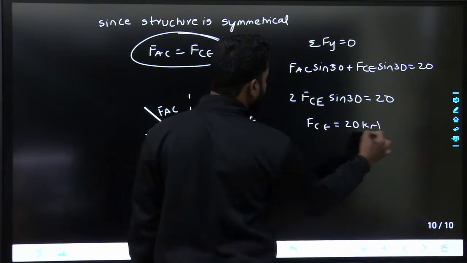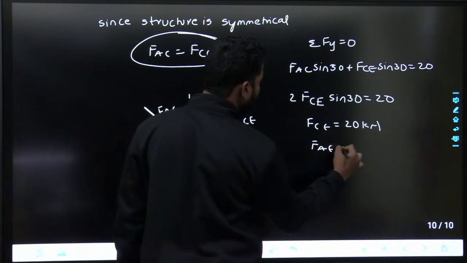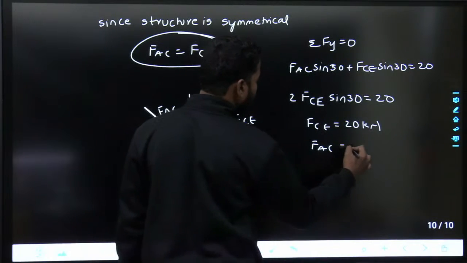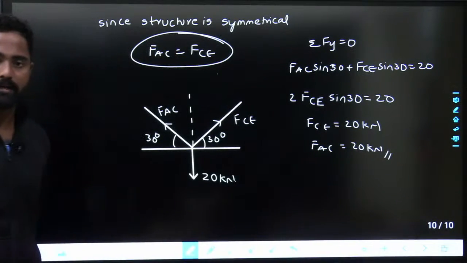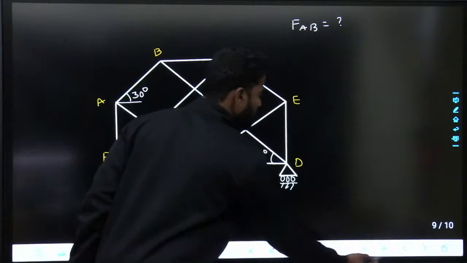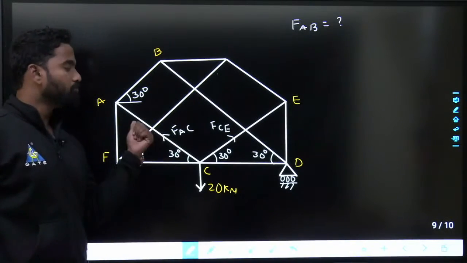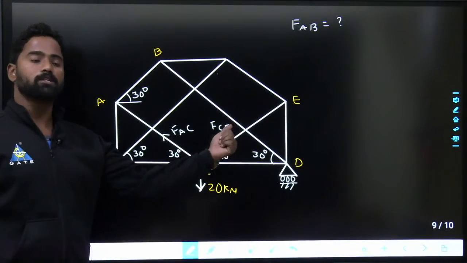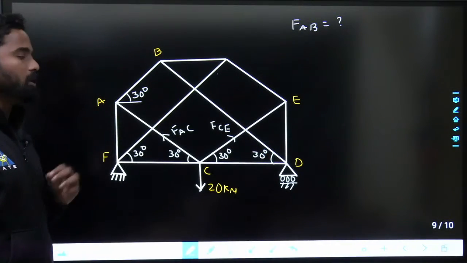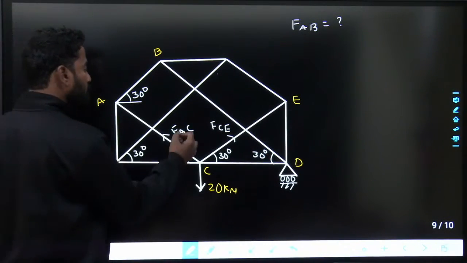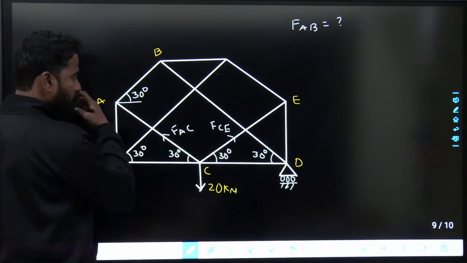So FCE equals 20 kilonewtons, and similarly FAC is also 20 kilonewtons. Positive means your assumed direction is correct. Just by symmetry, the force in this member will be equal to the force in this member. That is the meaning of it. So here we found out the force in AC and the force in CE.